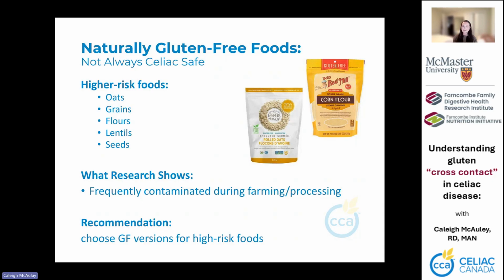Multiple studies have looked at this and found high rates of gluten cross-contact in foods such as oats. Oats is a great example. It's naturally gluten-free, and we cannot have any unless it's labeled gluten-free because of the high risk of cross-contact. And that's the same with some other grains and flours that I listed here. They're at higher risk of cross-contact.